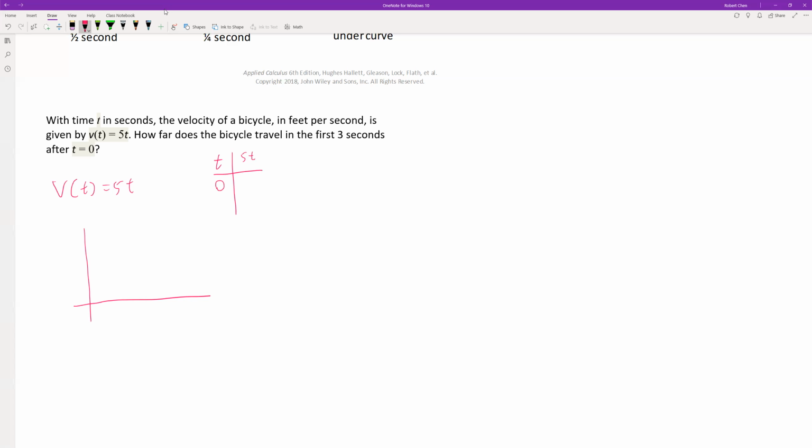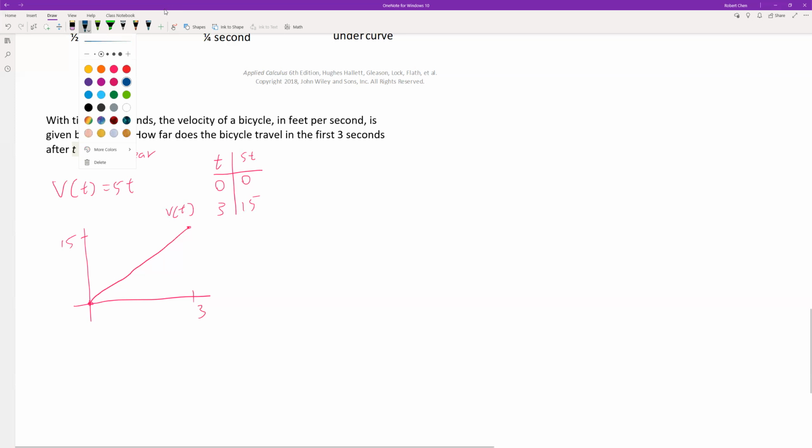All right, so for 5t, let's make a table. t equals 0 and 3. At 0 it is 0, at 3 it is 15. So at time equal to 0 we are at 0, and at time equal to 3, we are at 15 feet per second. This straight line is going to represent our speed, because 5t is a linear function, so the graph is just a straight line. As we learned earlier, this is the graph of the velocity.